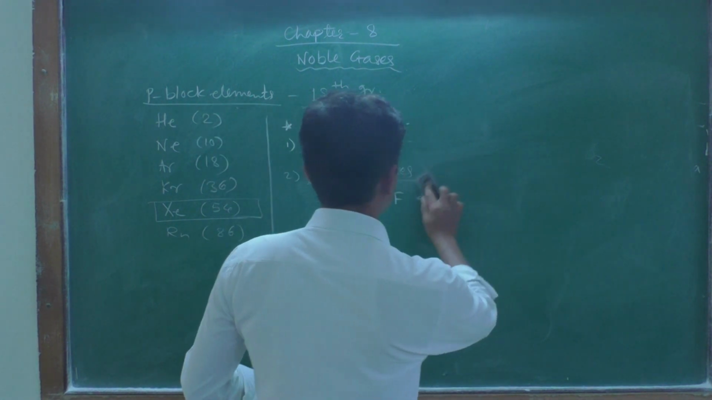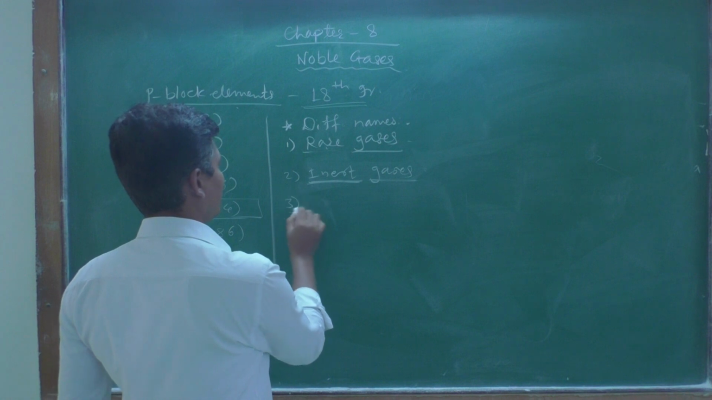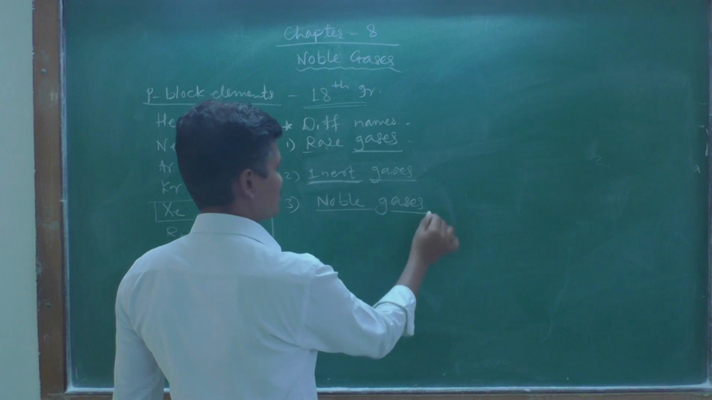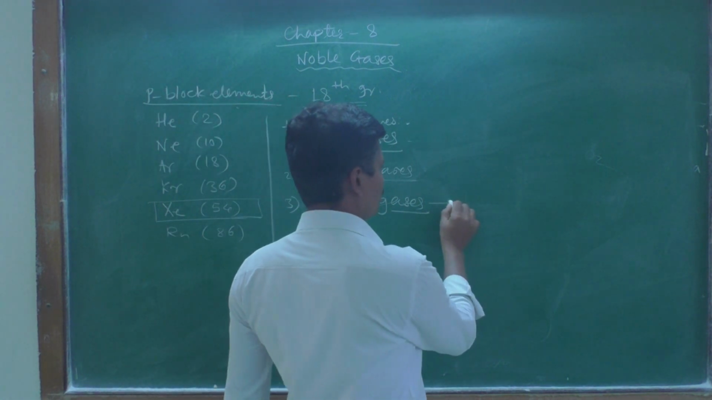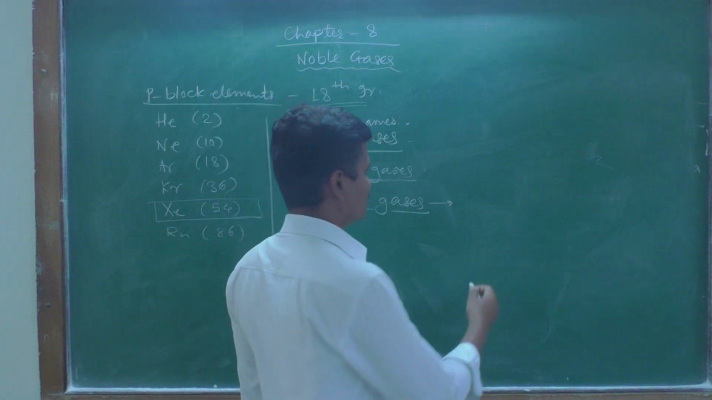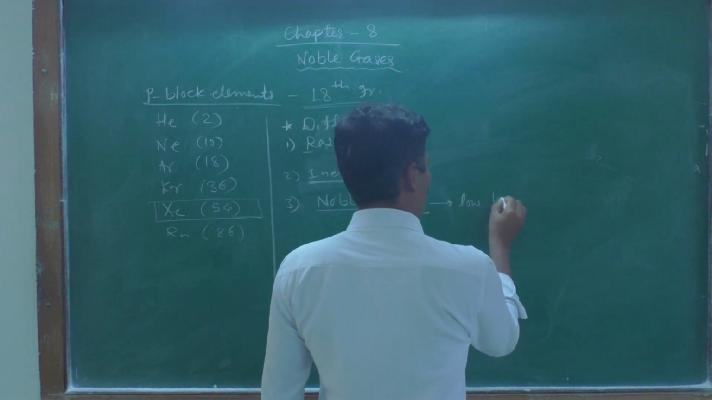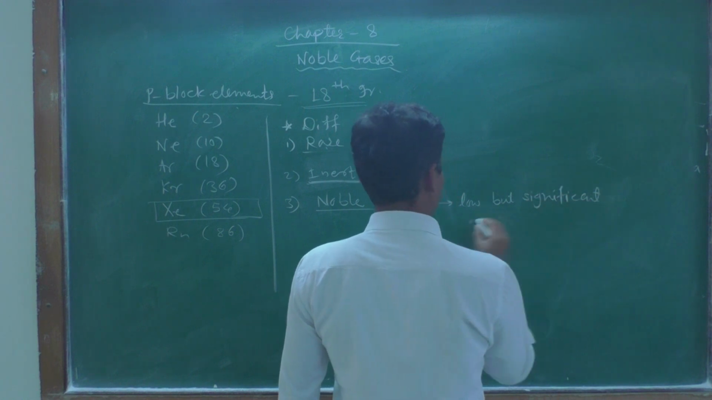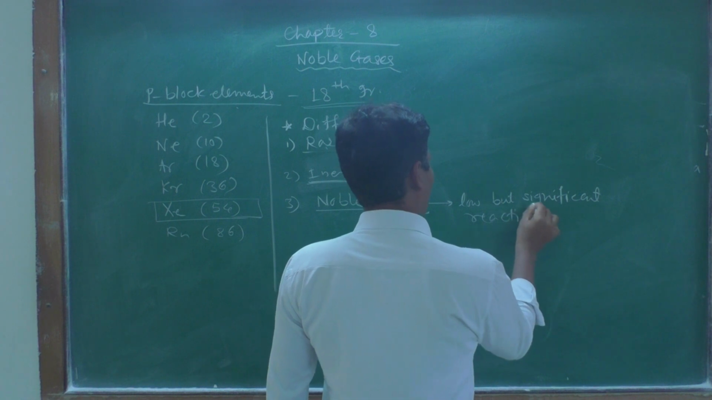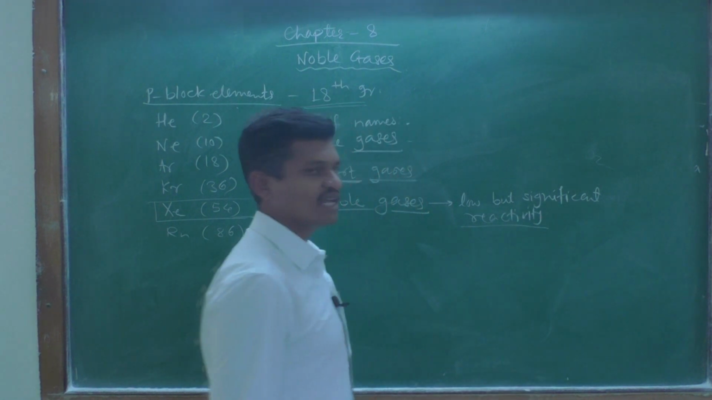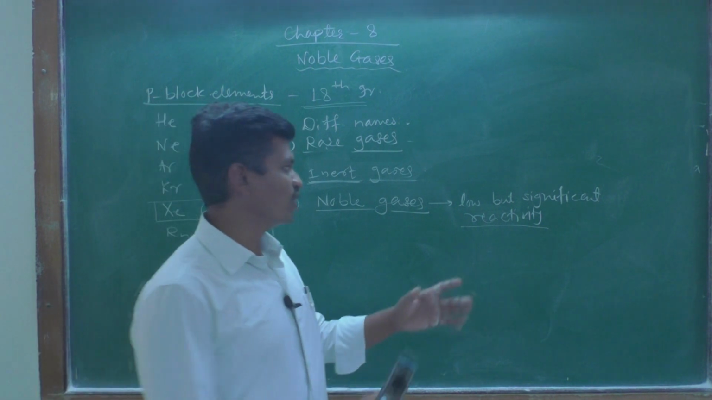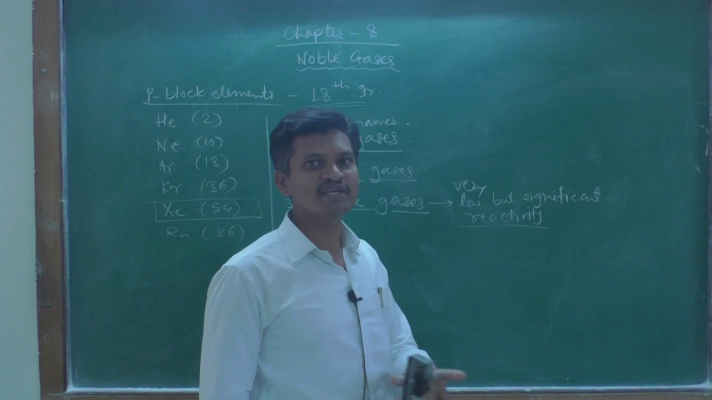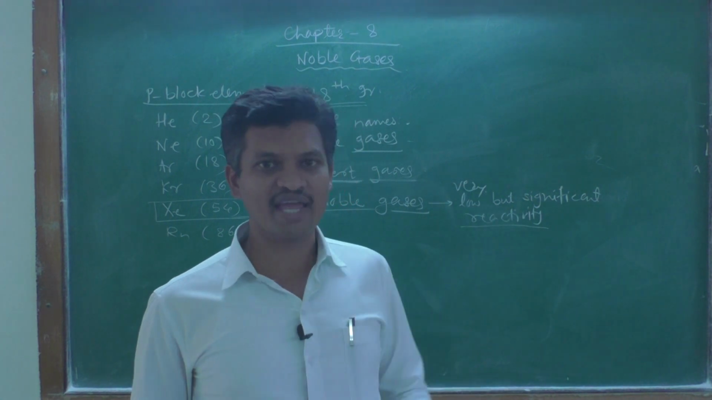Hence the correct name is noble gases. Though they have low reactivity, it is low but significant. All noble gases, all 18 group elements, have very low, but some significant, reactivity.